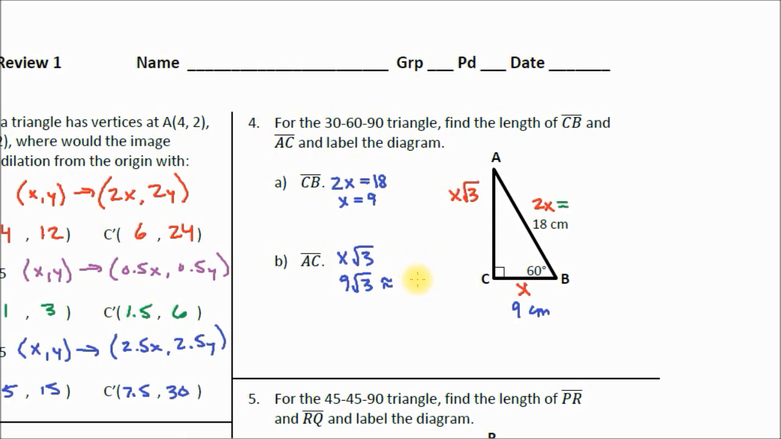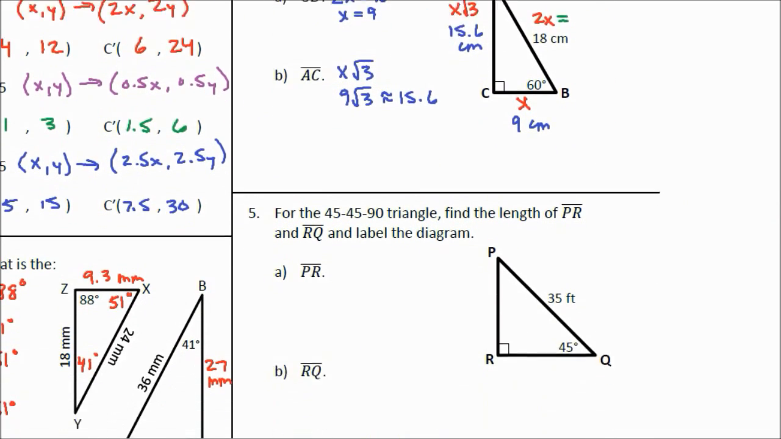9 times the square root of 3 is about 15.6. And that means the length of AC is approximately 15.6 centimeters. Now the question said label the diagram. We've done that. We've labeled all of our side lengths. Let's take a look at number 5.